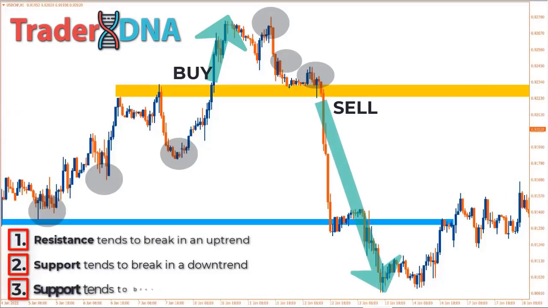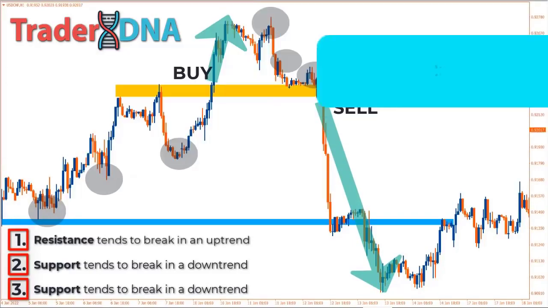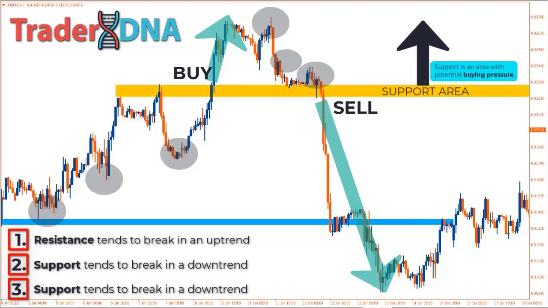Third, support and resistance tend to break when there's a build-up. Consider this. Support is an area with potential buying pressure. So, the price should move up quickly, right? And now, what if price didn't move up and instead consolidates at support? What does it mean?